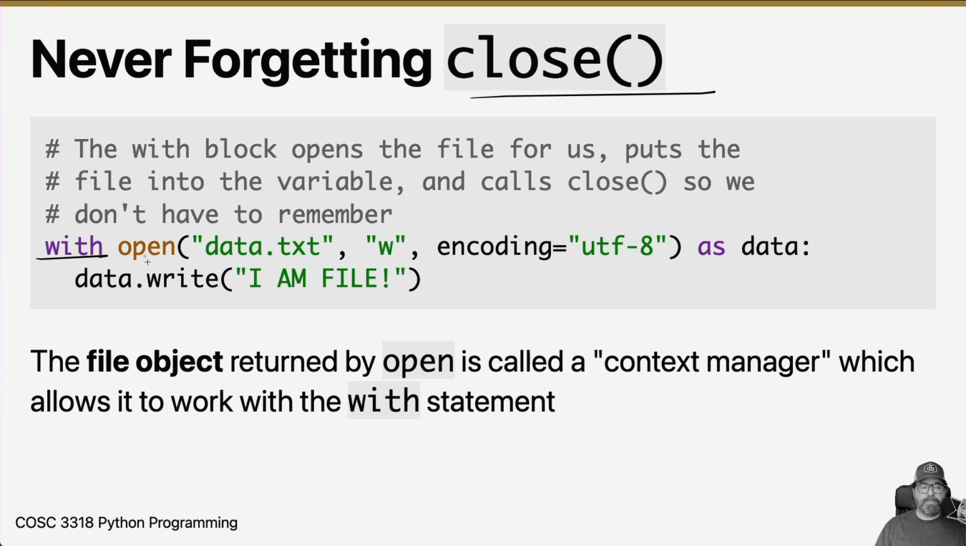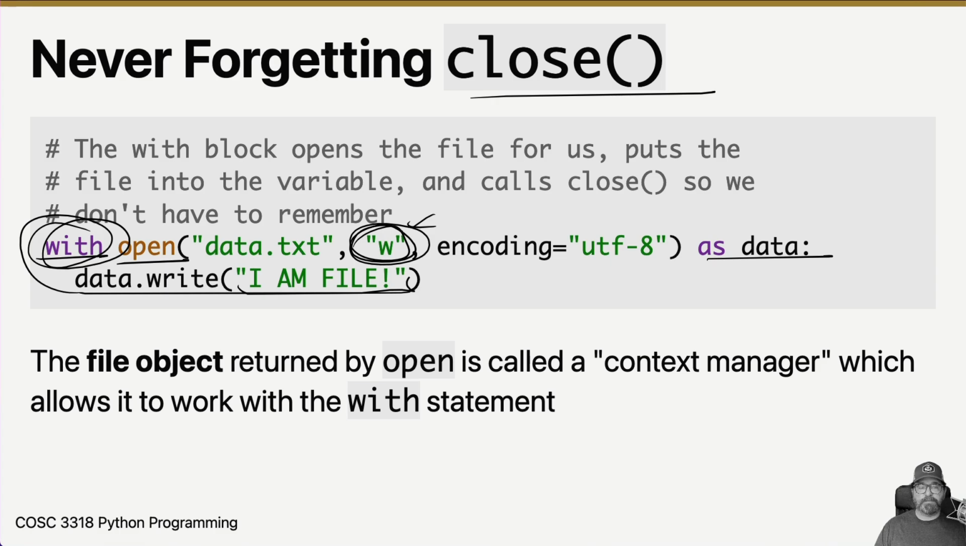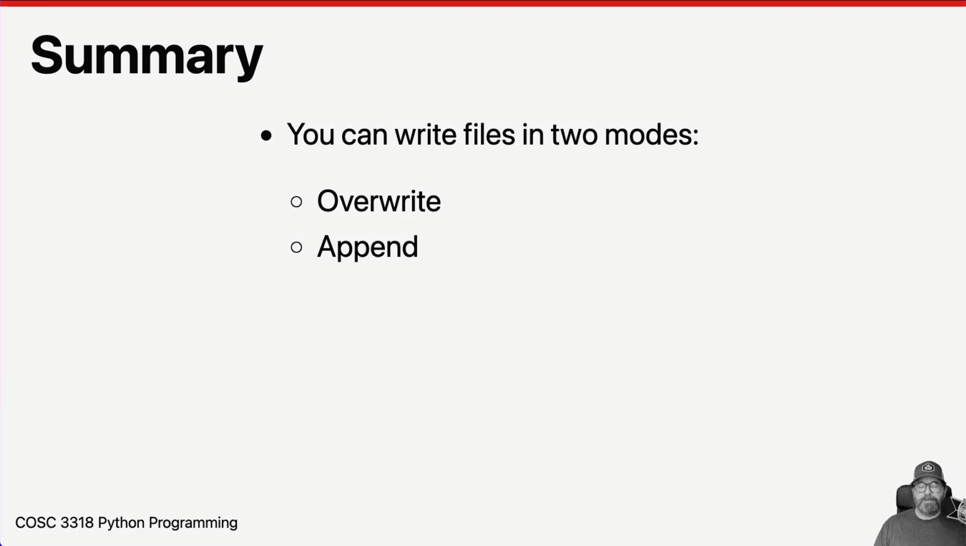So you can with open as data and you give it the W there, and then it'll write I am a file. And so it'll just erase everything that's inside the file if the file exists. It'll put I am a file inside there. And then with will automatically call close. So in summary, you can write files in two ways. You can overwrite the existing contents, you can append to the existing contents, and then never forget close. Never forget.